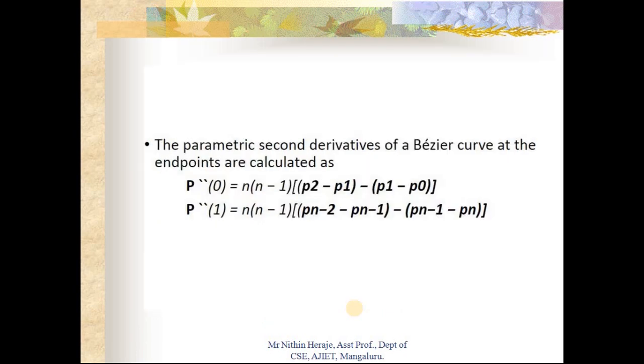And the second derivatives for the Bezier curve are calculated with this. Just have a note of this, how to calculate P double dash of 0 and P double dash of 1.